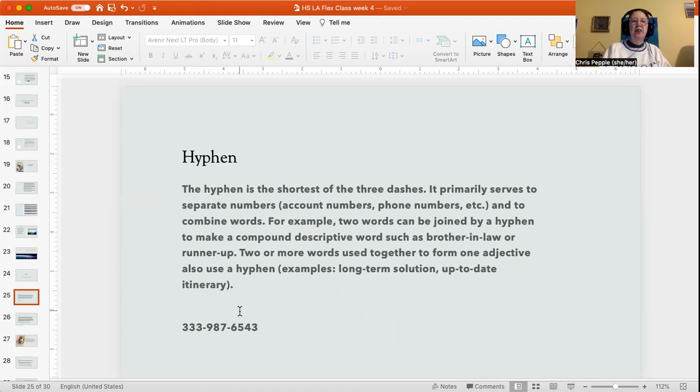Here's the only times we should actually use this little bitty short hyphen, though. It serves to separate numbers, account numbers, phone numbers, and to combine words. For example, when you put two words together to make a compound descriptive word, such as brother-in-law or runner-up, or when you put two words together to make one adjective, long-term solution, up-to-date itinerary. That's the only time. This is the minus sign on the keyboard. The only time you should use it are these two examples. Okay? That's the only thing that minus sign is for, besides minus if you're typing a math problem out.